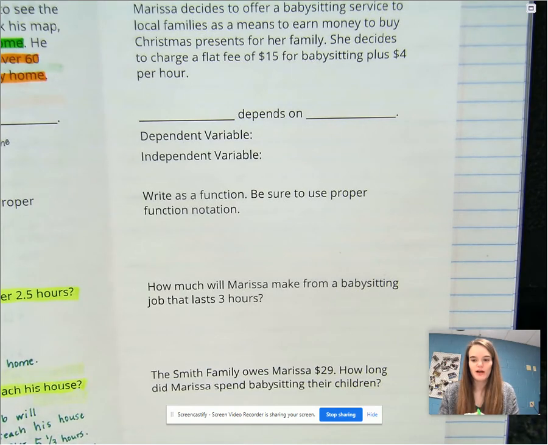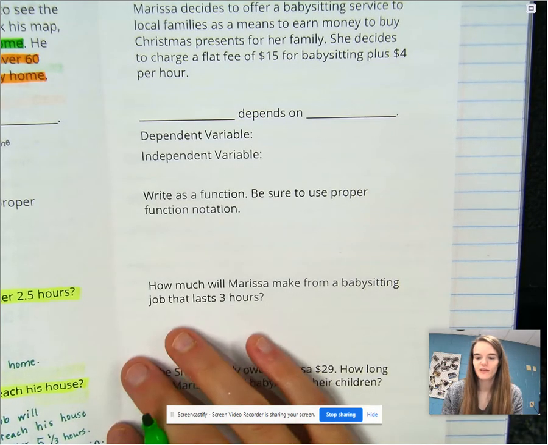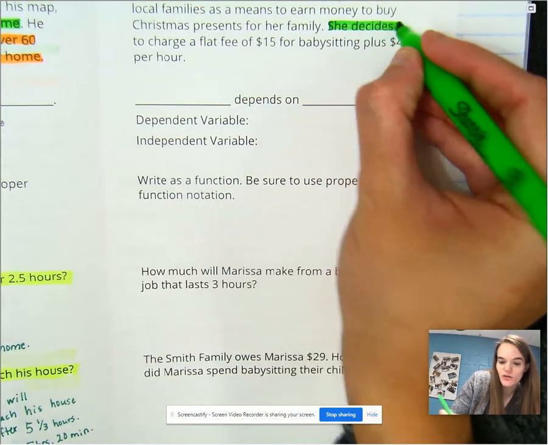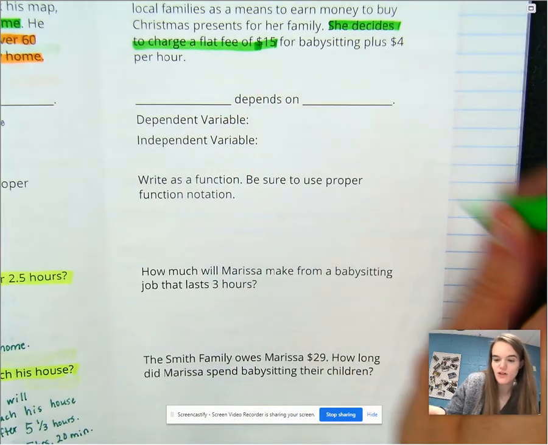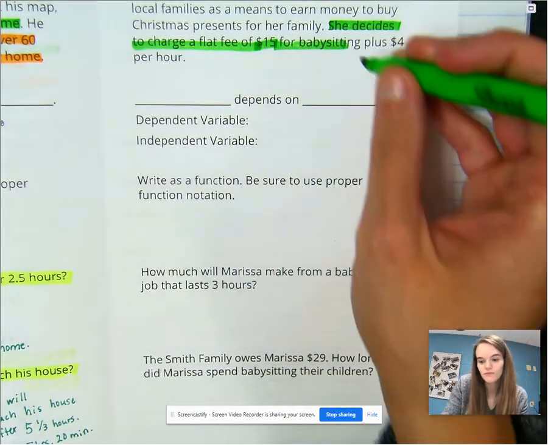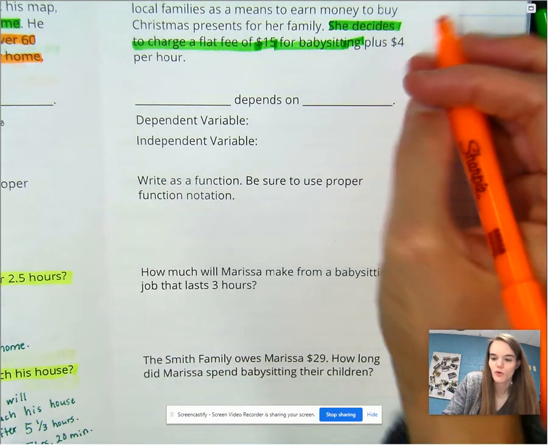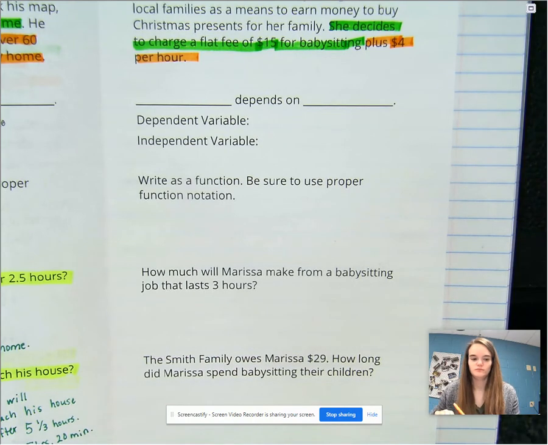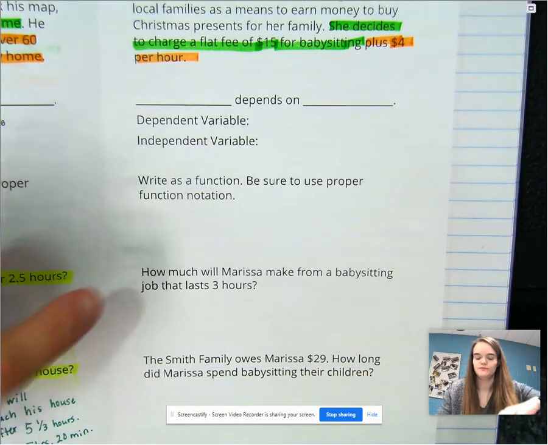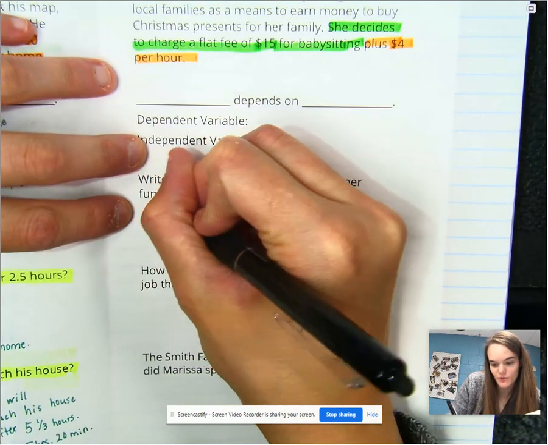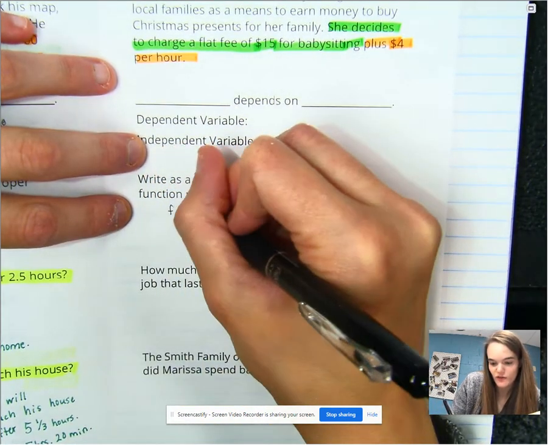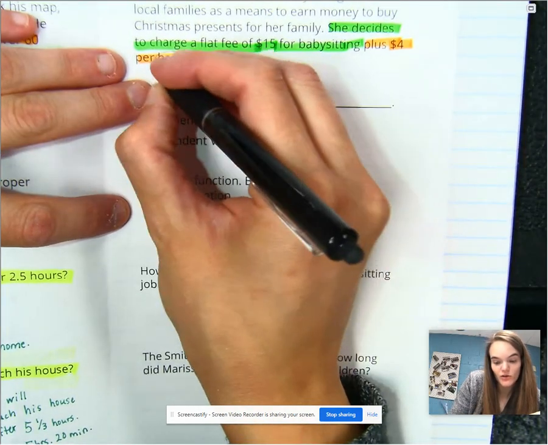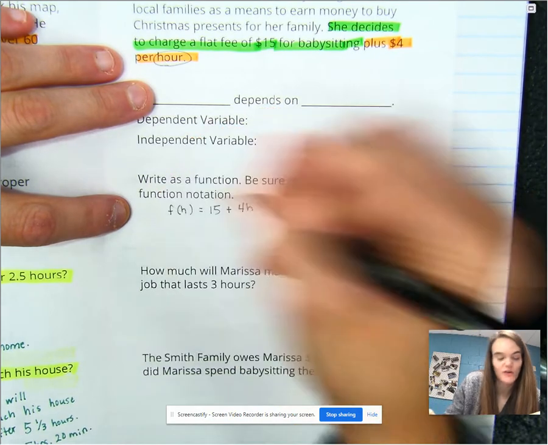Marissa decides to offer a babysitting service to local families as a means to earn money to buy Christmas presents for her family. She decides to charge a flat fee of $15 for babysitting, plus $4 per hour. Write a function, f of, don't know yet, equals, she charges 15, it literally says plus, 4 per hour, there's our variable, which means it's f of h.